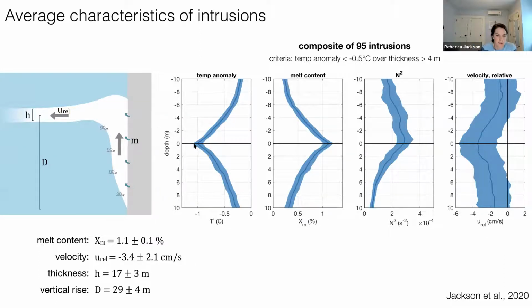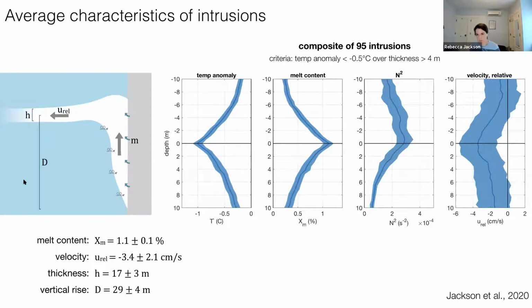We see that they typically have a cold temperature anomaly of about -1 degree relative to the downstream profiles, and meltwater content of about 1%. They're associated with a peak in stratification, and they're flowing away from the glacier at about 3 or 4 centimeters per second relative to the larger scale velocity field. And then we also can define other average quantities like the average thickness, about 17 meters, and the average vertical rise of these plumes is about 30 meters.